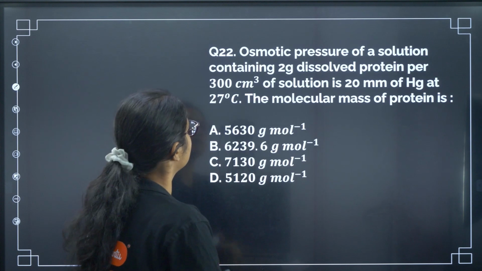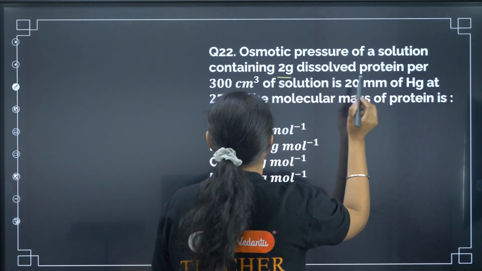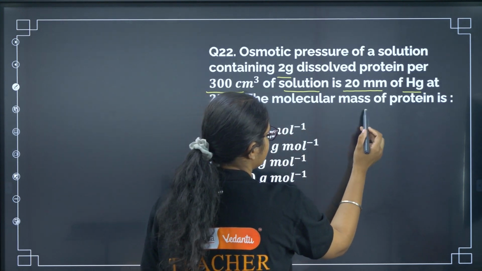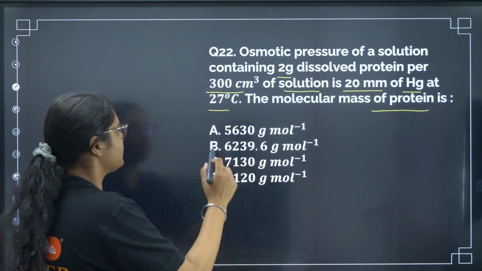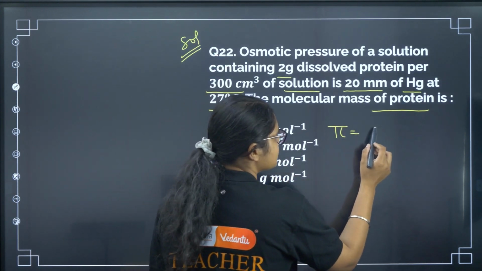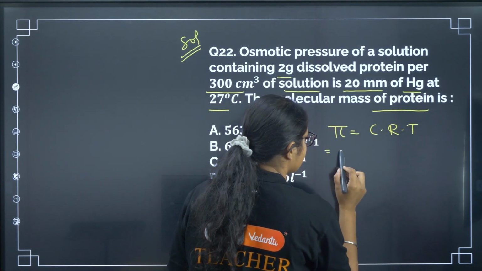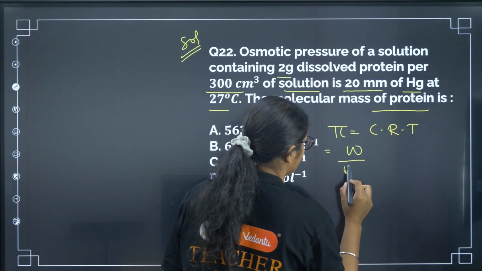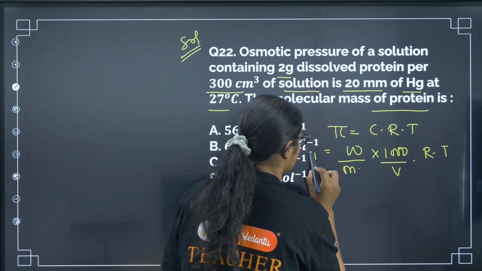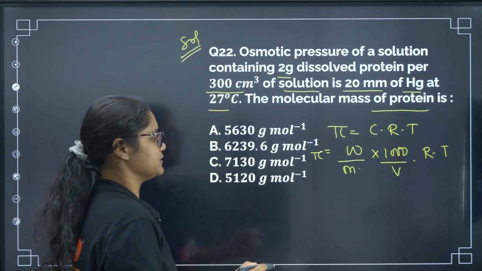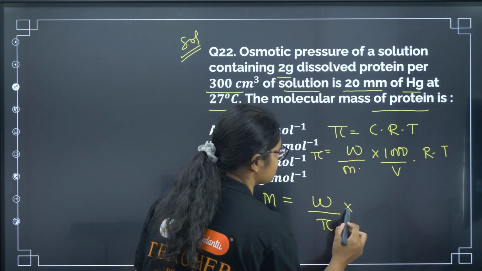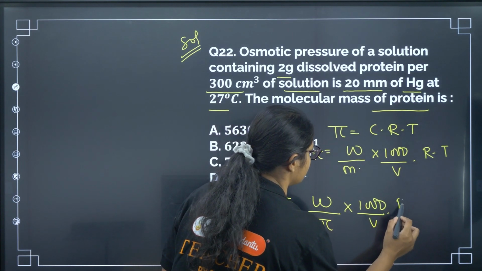Osmotic pressure of a solution containing 2 gram dissolved protein per 300 ml of the solution is 20 mm of Hg at 27 degrees Celsius. The molar mass of the protein is. So from the solutions chapter, the direct formula for osmotic pressure is pi equals CRT, where C is molarity. So we can write given mass by molar mass into 1000 by volume into R into T is equal to pi. The question has asked to calculate the molar mass, so we can just arrange the equation. Molar mass is equal to the given mass into 1000 by osmotic pressure into volume into R into T.